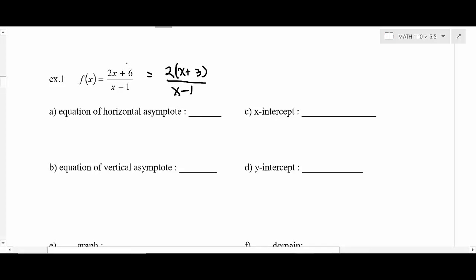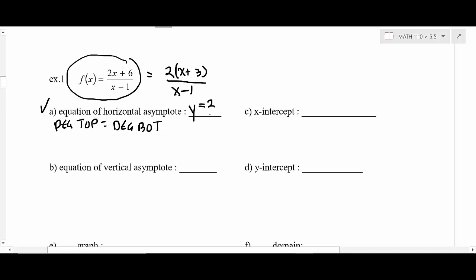Now, let's see if you can figure out the answer to part A just like that, okay? What's the degree of the top and bottom on this problem? They're both 1, so they're equal, right? So the degree of the top is equal to the degree of the bottom. Okay, can you tell me in your head what the horizontal asymptote is? 2. Y equals 2, good. Y equals 2 over 1. So again, that's what that horizontal asymptote is, okay? So we're just going to get y equals 2 like that, okay?